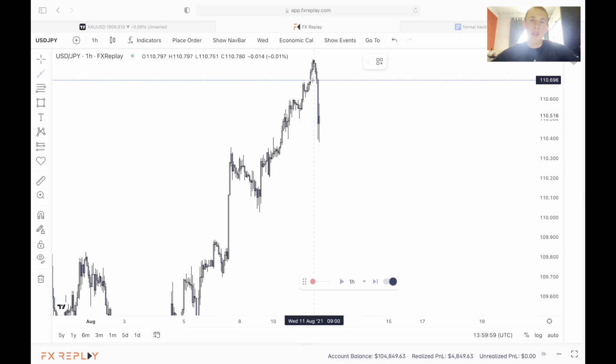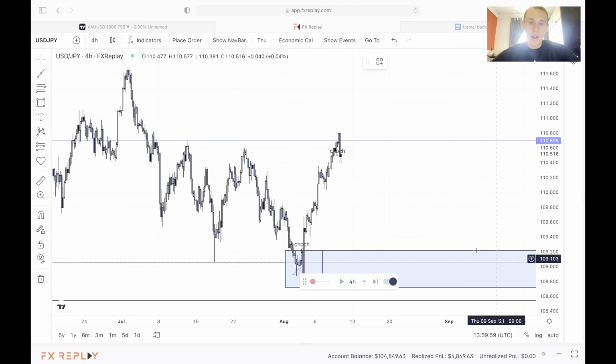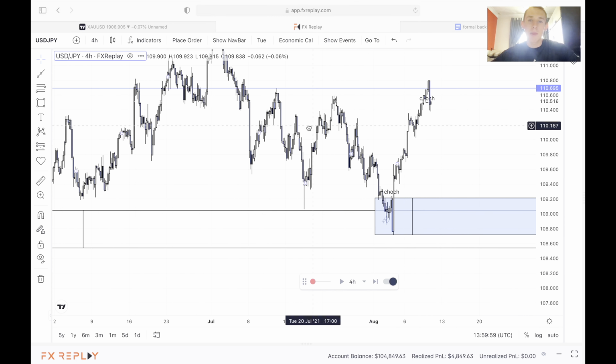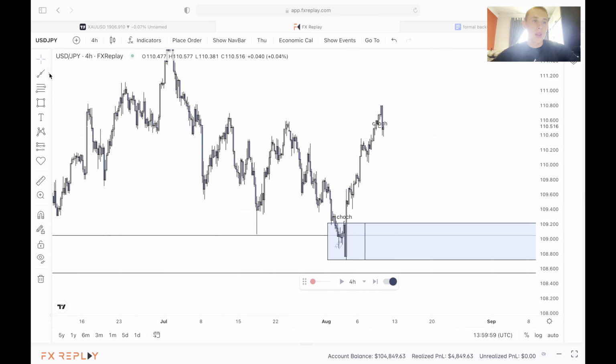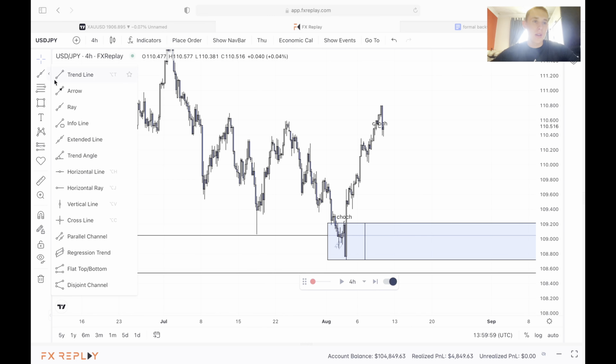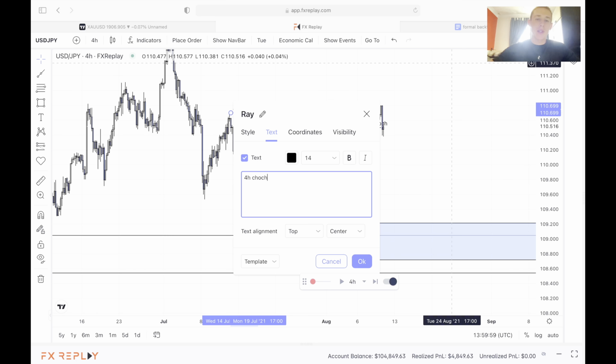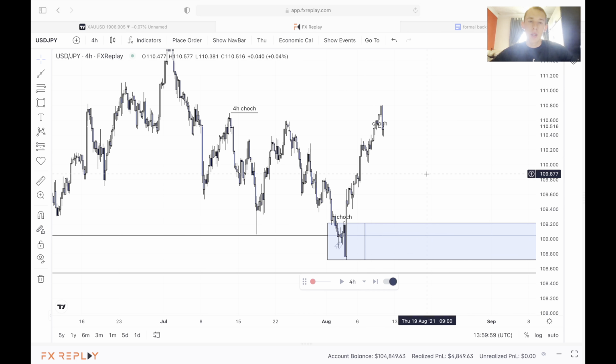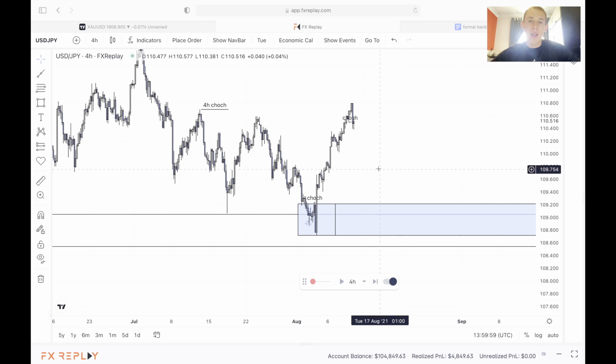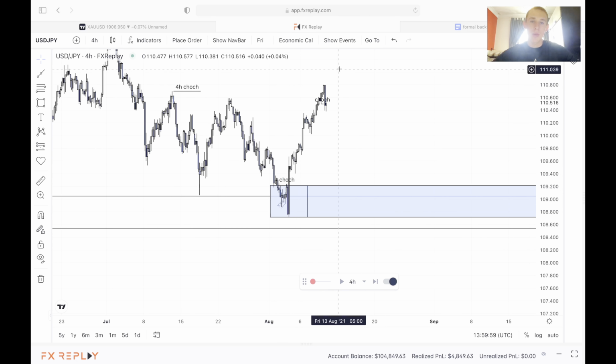Right, so now we've taken this liquidity, we've had change of character. Obviously overall, we are still maintaining that bullish bias. We have broken out of this main structure here, so we can identify that as a 4-hour change of character. So what we can anticipate now is for price to pull back into our discounted level of demand, which was at the bottom of this range.